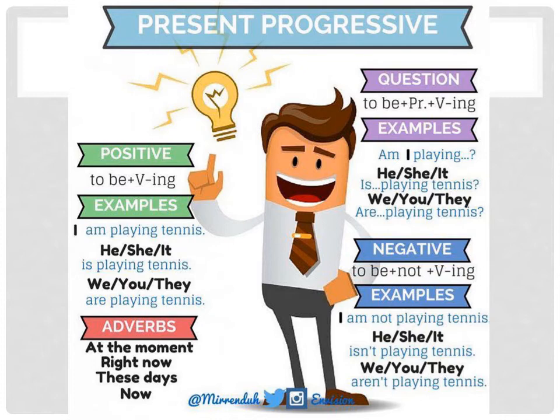Look at the example. I am playing tennis. He is playing tennis. We are playing tennis. Now look at the question form. Am I playing? Is he playing? Are we playing? And for the negative form, you just add not. Okay?